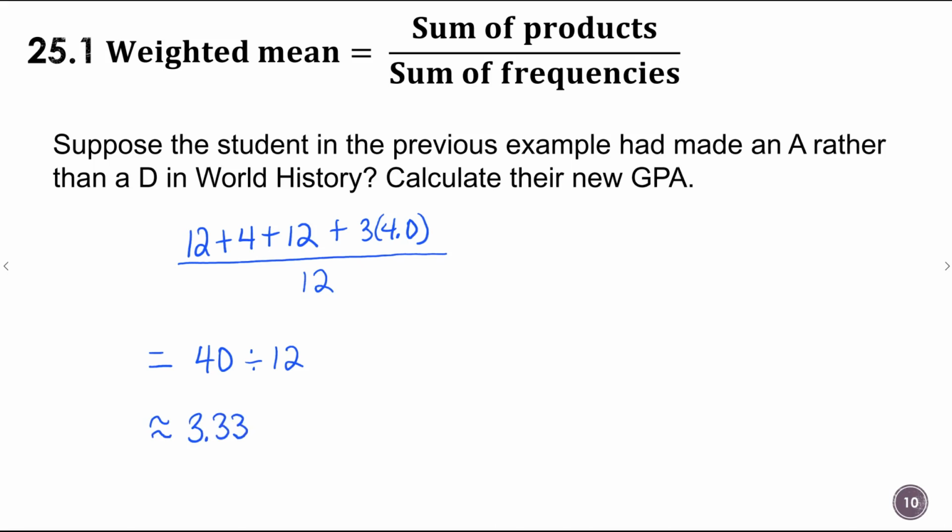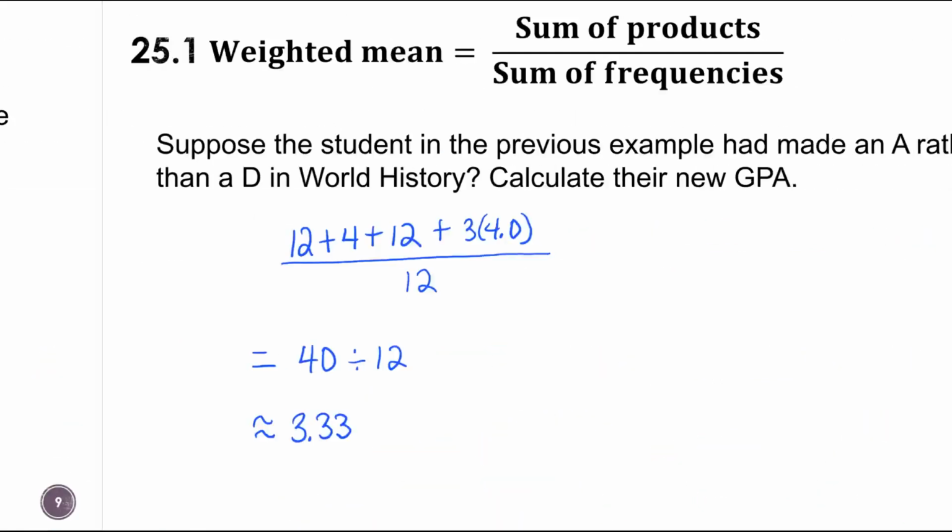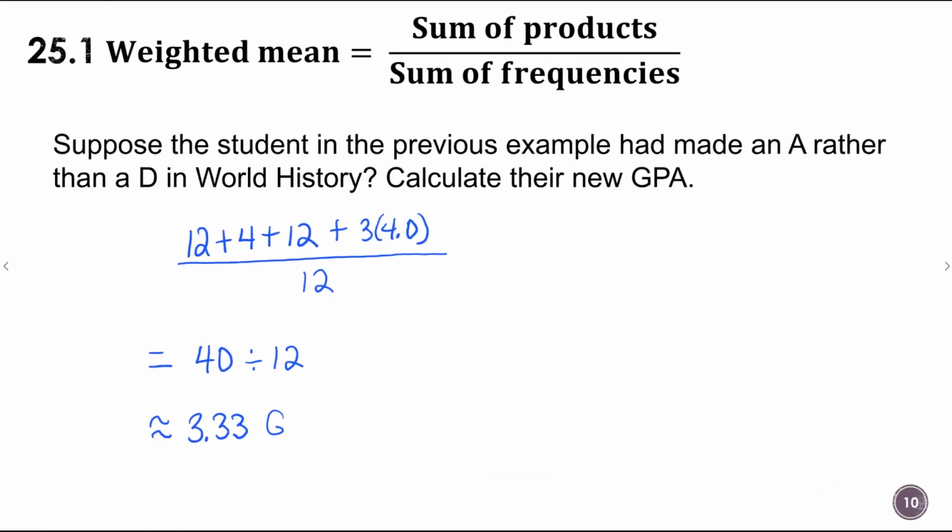3.33. So remember on the previous slide, it was 2.58. And now it is 3.33 GPA. Remember to always round to the hundredths place on these. And that makes a significant difference from 2.58 to 3.33.